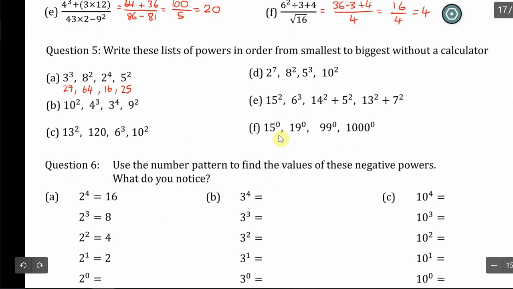And powers of 0, you may know this already, may not. But if you try any power of 0 on your calculator, you'll find that it gives you the answer 1. So actually all of these are equal to 1. So there is no correct order. There's no incorrect order really. They are all equal.